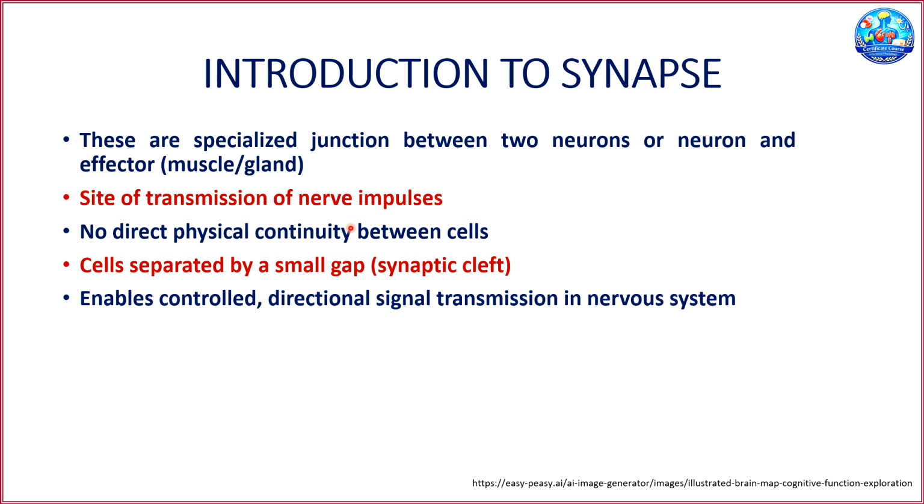Unlike other cell connections in the body, there is no direct physical connection or physical continuity between the communicating cells. Instead, they are separated by a small gap which allows controlled and directional transmission of the signals. These gaps, we call them the synaptic clefts. These synapses are essential for controlled coordination, integration, and regulation of the signal transmission in the nervous system.